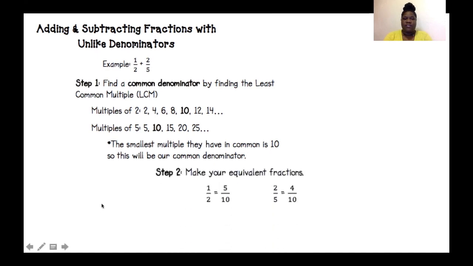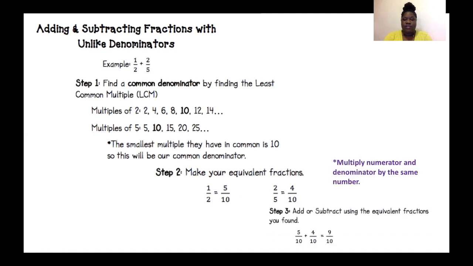Next, I want to make the fractions equivalent. Since I know 10 is my common denominator, I'm going to multiply 1/2 by 5/5. So I say 1 times 5 is 5, 2 times 5 is 10. And then I'm going to take 2/5, and I know 5 times 2 is 10, and I'm going to multiply the numerator and denominator by 2. So 2 times 2 is 4, 5 times 2 is 10. So I know 1/2 is equivalent to 5/10, and 2/5 is equivalent to 4/10.